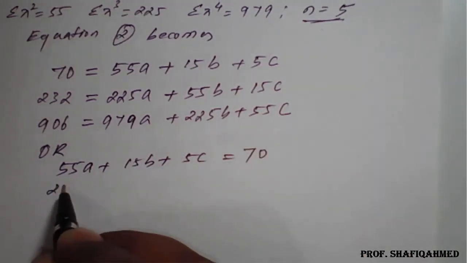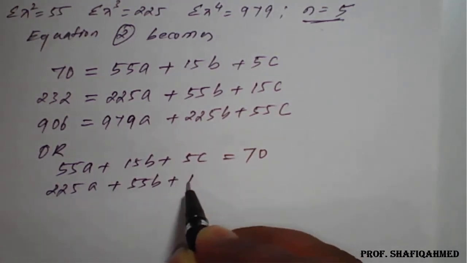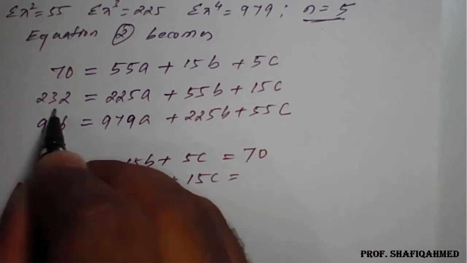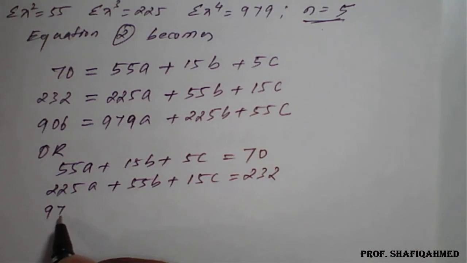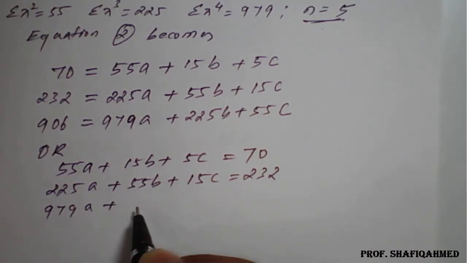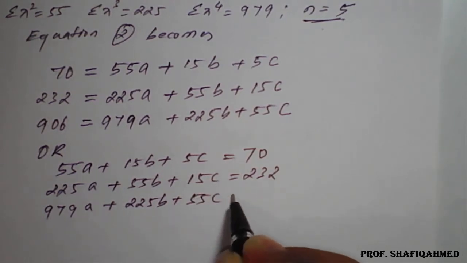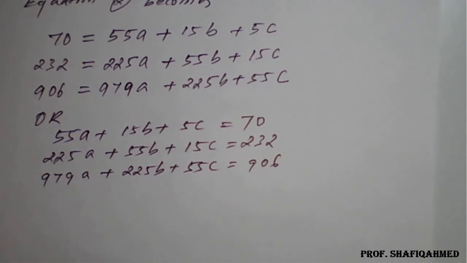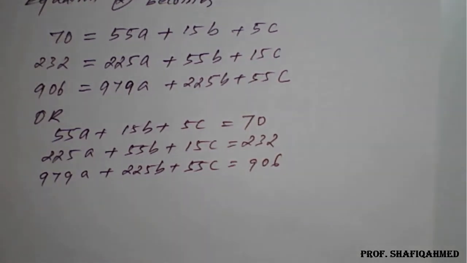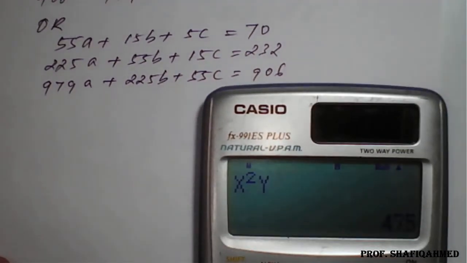Similarly, 225a plus 55b plus 15c is equal to 232. Similarly, 979a plus 225b plus 55c equal to 906. So these equations we will solve in the calculator and see what the solution is. Let's see how to get these values using the calculator.